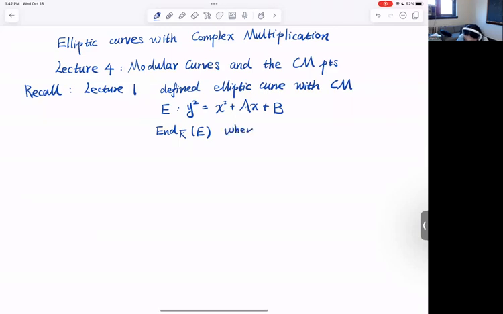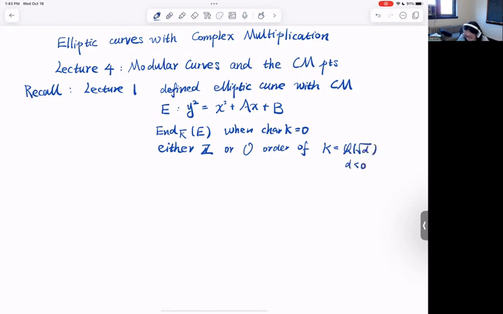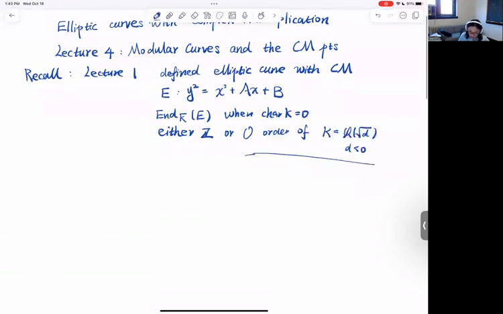when the characteristic of k is 0, is either isomorphic to Z or isomorphic to O, which is an order of an imaginary quadratic field K equals Q adjoin square root of D, where D is negative, right? And when the second case happens, we call such an elliptic curve having complex multiplication. So in lecture 1, we defined our object of study in this course.